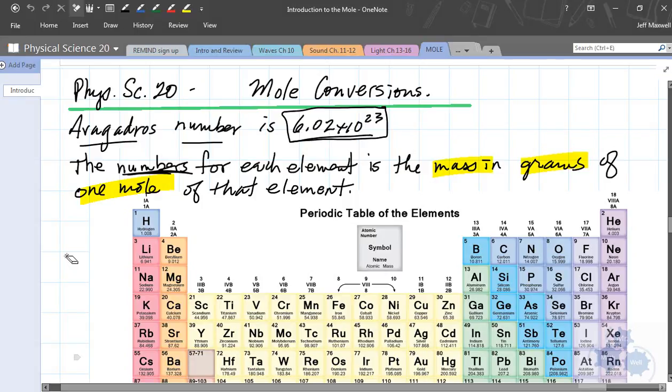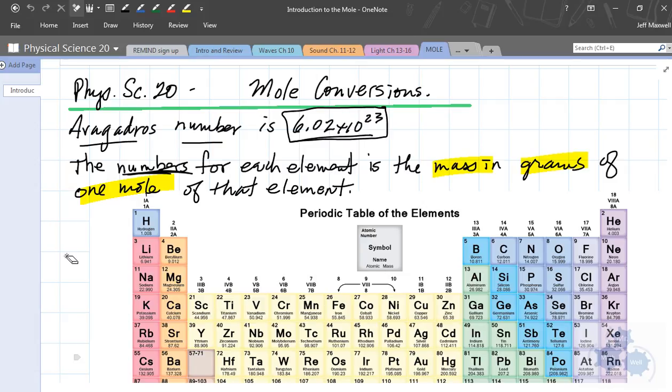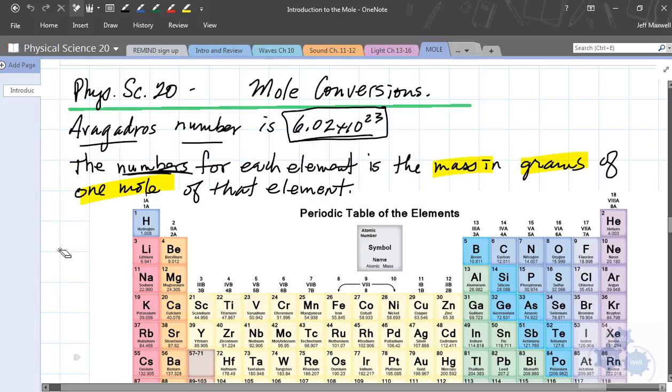Hey everybody, today I'm going to talk about the mole, and we've talked already in class that the mole itself is just a fancy name for a very large collection of small things like atoms or ions, molecules, that sort of thing. And we know that Avogadro's number, the number that is attached with this name, the mole, is this really large number here, 6.02 times 10 to the 23rd.